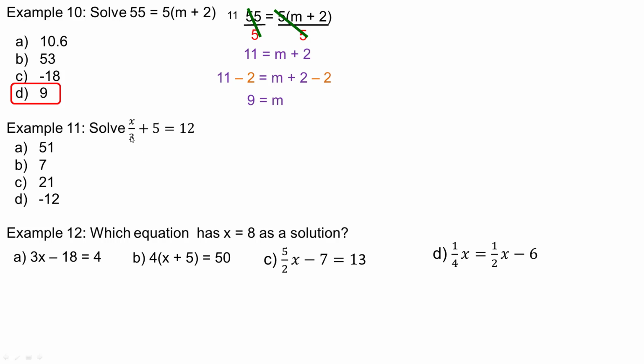Okay, example 11, x over 3 plus 5 equals 12. So I'm going to rewrite the equation over here. And the first thing I'm going to do is get the x over 3 alone.